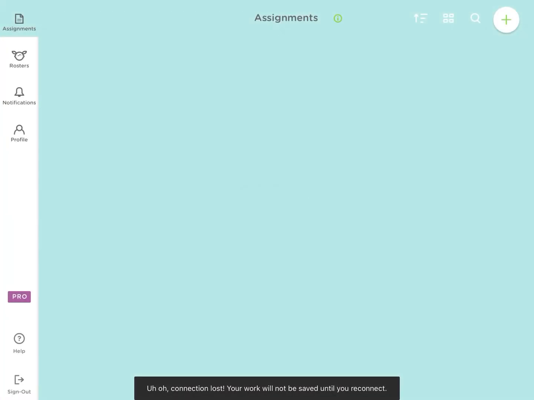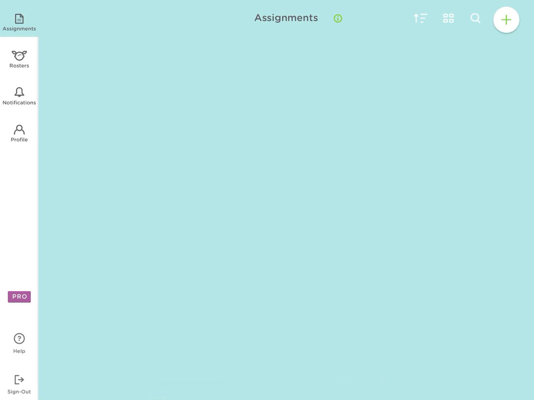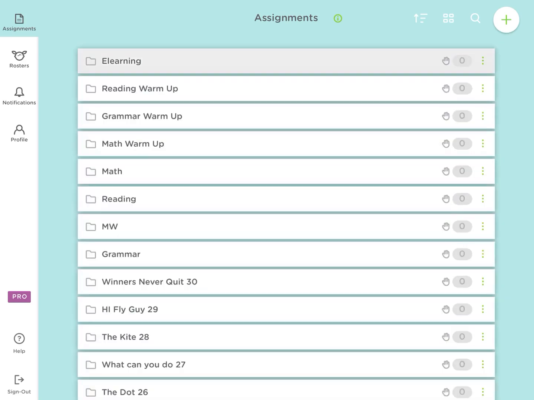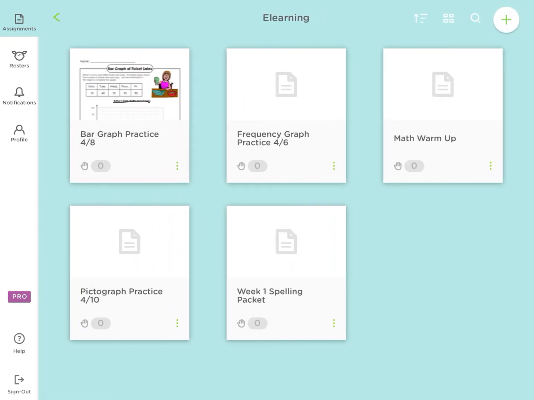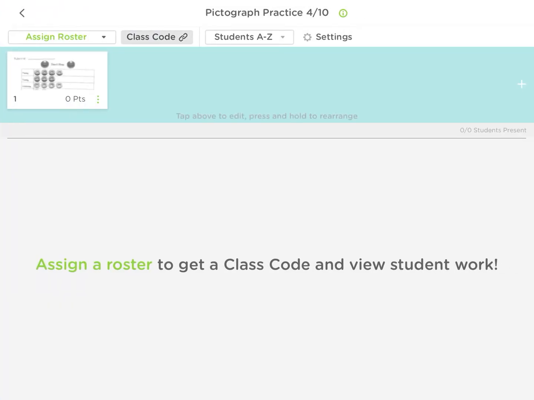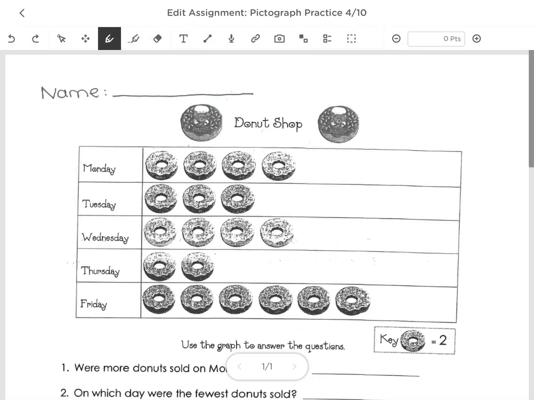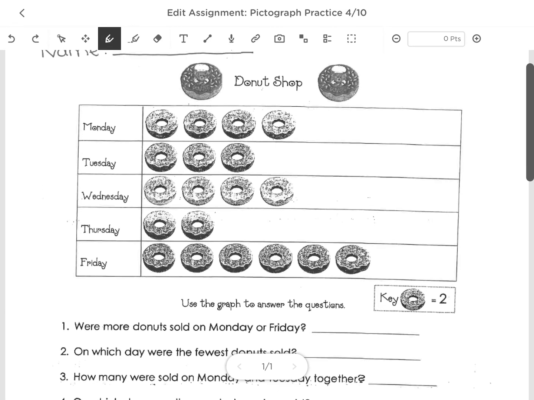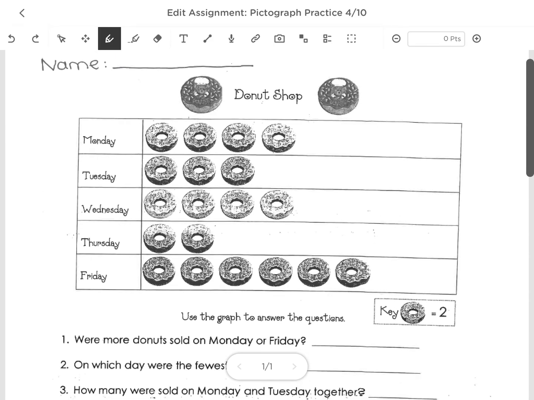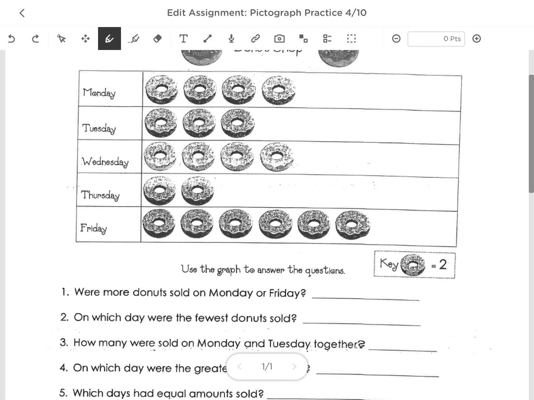I'm going to go to your class kick assignment. Under your e-learning class, you're going to go to Pictograph Practice 4/10. And you're going to notice it is a donut shop. So you have a pictograph of how many donuts were sold on each day. Now pay attention to this key. Each donut actually stands for 2.